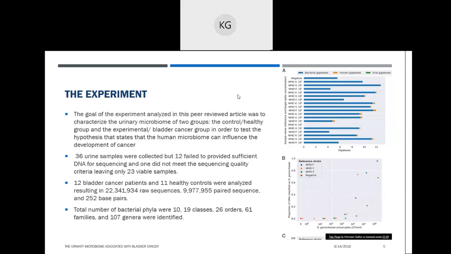After analyzing the samples all the way to the raw sequences, 252 base pairs were found. This resulted in 10 phyla, 19 classes, 26 orders, 61 families, and 107 genera being identified.